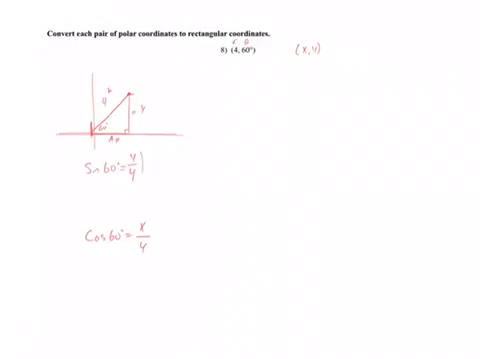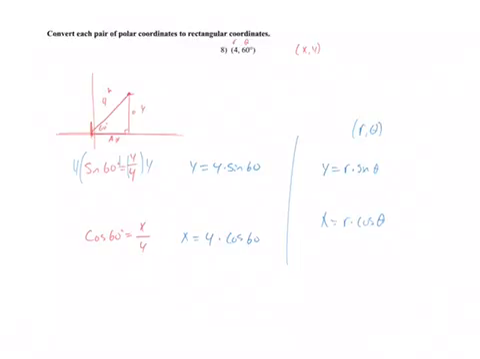I'm multiplying both sides by 4. I'll end up with y is equal to 4 times sine of 60. Down here I end up with x is equal to 4 times cosine of 60. And really for coordinate planes, y is going to equal r times sine of theta, and x is going to equal r times cosine of theta. So if you want to write down those formulas, that'd be for the point r comma theta. You can convert any of them and find the x and the y's.